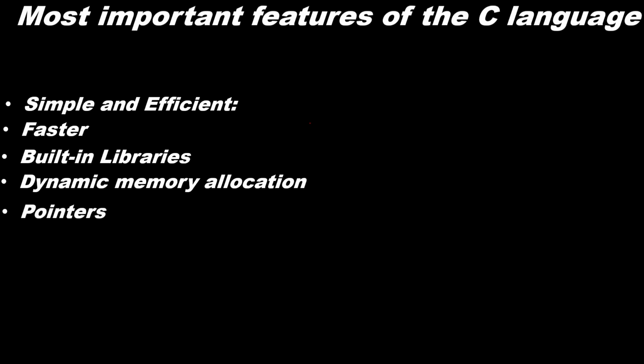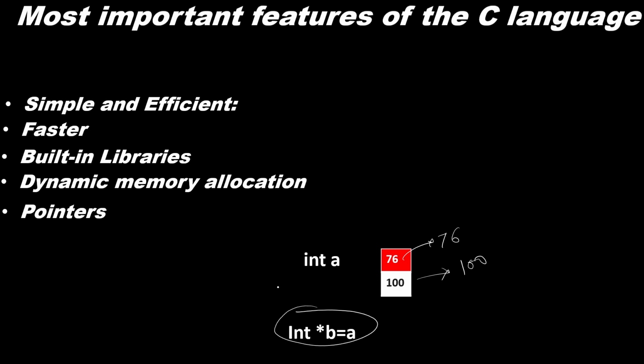So in C, we can declare pointer variables. So what are pointer variables? Pointer variables are a special type of variable that can store the address of another variable. Suppose I declare the variable int a, it will store the integer value 76, and the address of this variable is suppose 100. And if we declare the pointer variable by this syntax, int *b = &a, then it will store the address of the variable a.